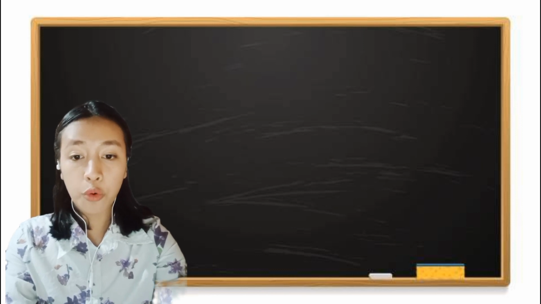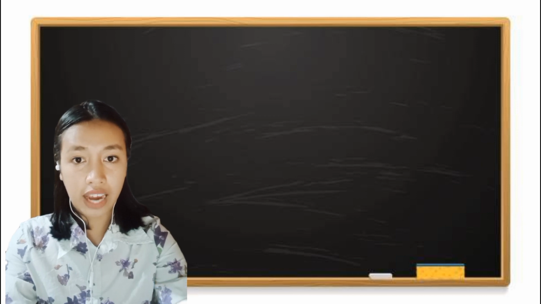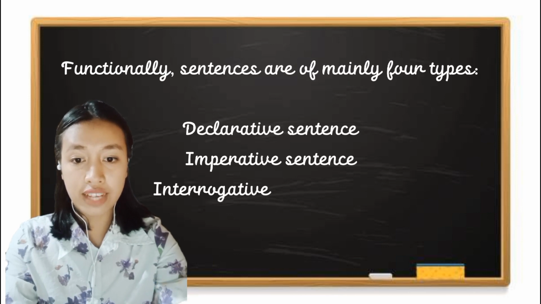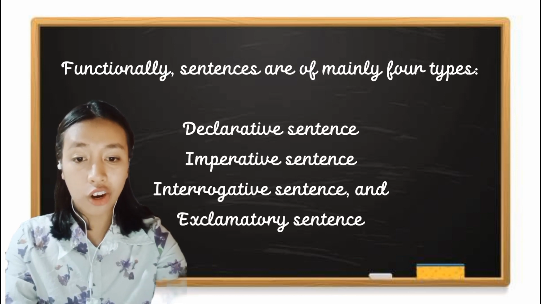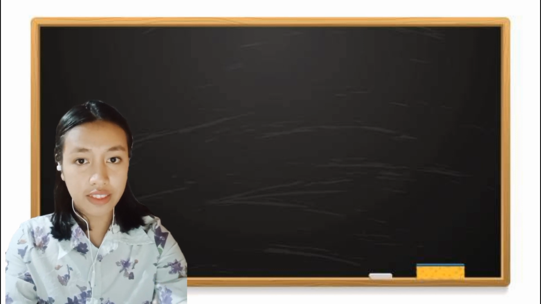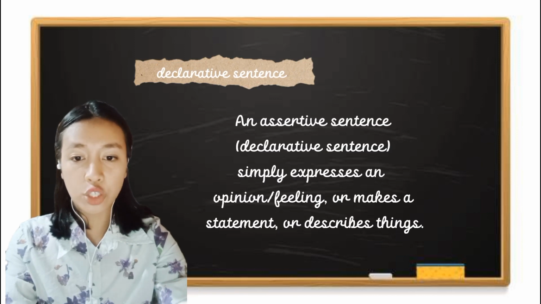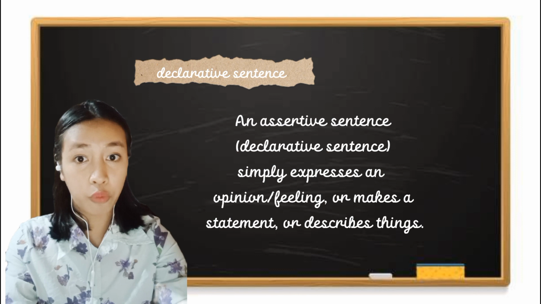Now there is also another type of sentence. This time, its function. So functionally, sentences are also four types, which are the declarative sentence, imperative sentence, interrogative sentence, and exclamatory sentence. So first, let's start with the declarative sentence. A declarative sentence or an assertive sentence simply expresses an opinion, feeling, or makes a statement or describes things. In other words, it declares something. This type of sentence ends with a period or a full stop.